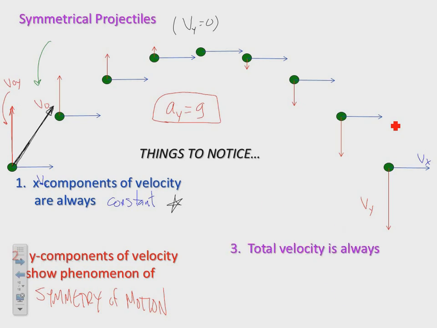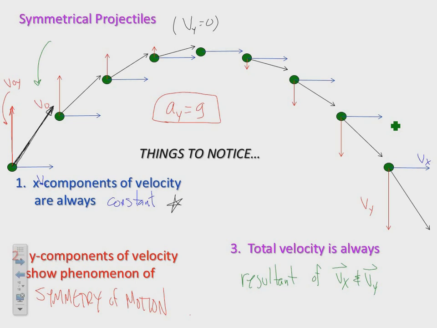All right? We can look at the total velocity, the actual velocity of the object at any instant. The total velocity is always the resultant of vectors vx and vy. At any instant, you can just draw tip to tail. And what I've seen in a few cases already is people being a little sloppy and saying, okay, here's an x component, here's a y component, all right, there's the result.